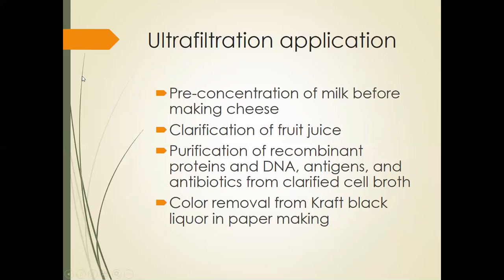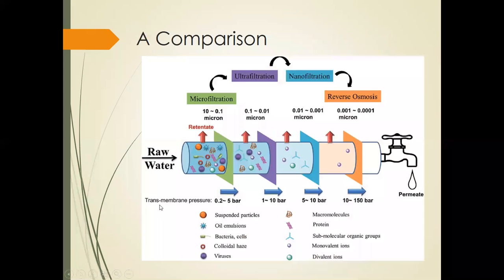So it's used actually in majority in the food industry: clarification of fruit juice, purification of recombinant proteins and DNA, antigens and antibiotics from clarified cell broth, and color removal from kraft black liquor in paper making. So these are applications of ultrafiltration processes. So this is, again, how we distinguish the different processes.